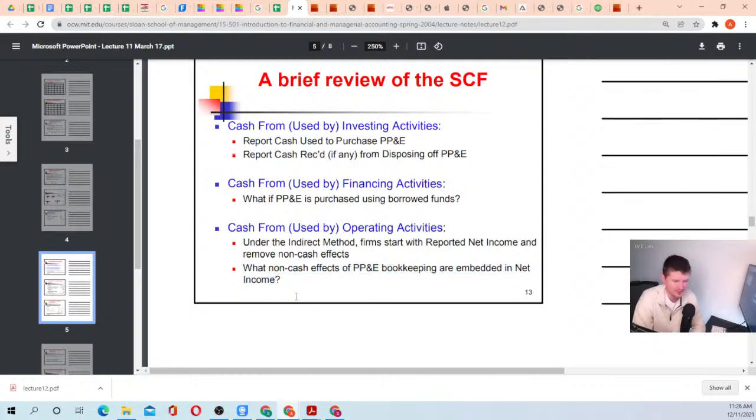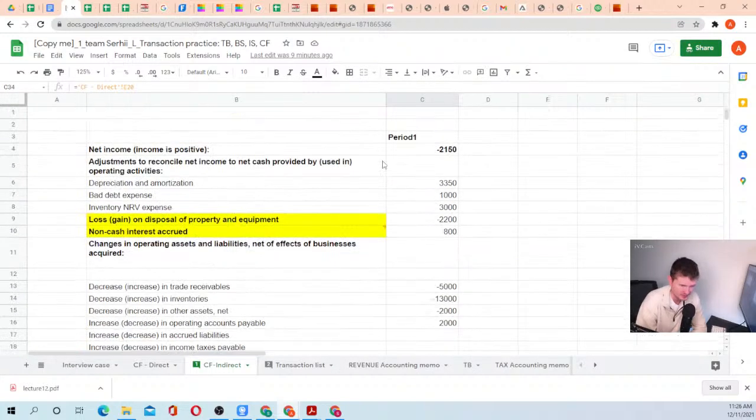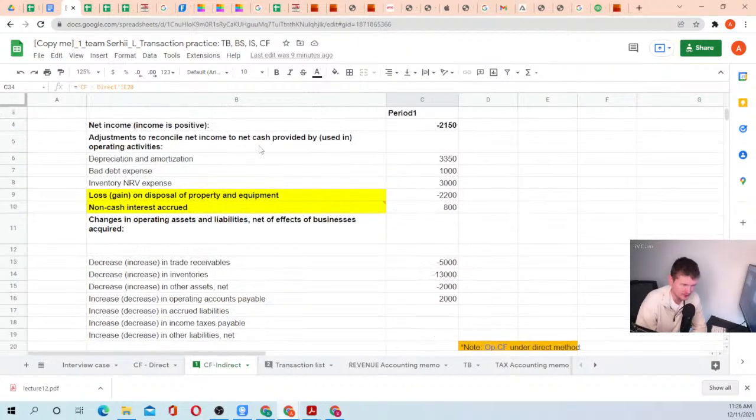That's a good question, and we already answered it in our cash flows. For more details, you can review the lectures from previous week, cash flow, module 5. But to give you a quick overview, when we do indirect method of cash flow, we adjust for depreciation because it's non-cash, and we also adjust for loss and gain on property, plant, and equipment because it's non-cash.